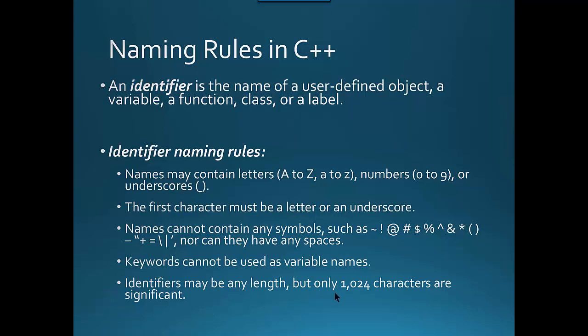Identifiers may be any length, but only 1,024 characters are significant. That's a lot of characters. So one of the recommendations is to feel free to make fairly verbose identifiers that make it easy to understand what your variable is. So rather than L for a variable that's going to represent length, actually use the full word length. Rather than N for first name, use the compound word firstName. And typically with variables, you're going to make the first character lowercase and any subsequent compound words uppercased, and that's called camel casing.